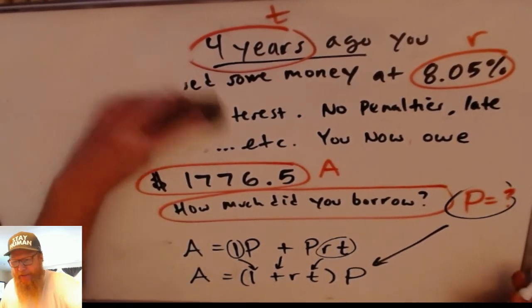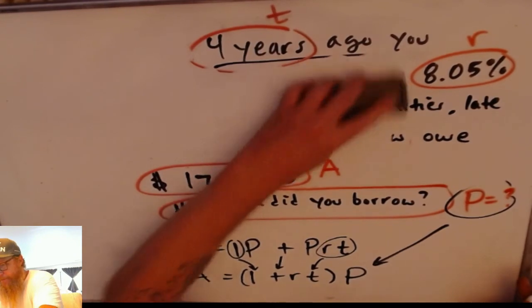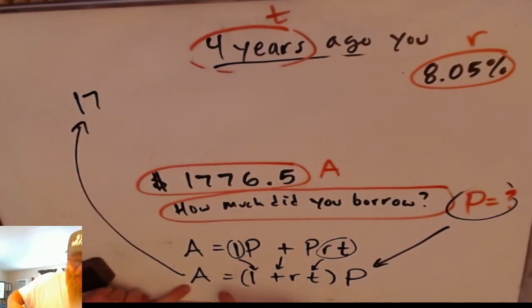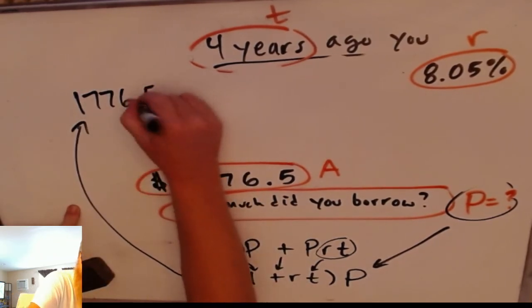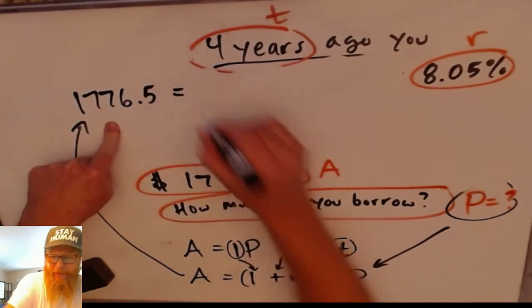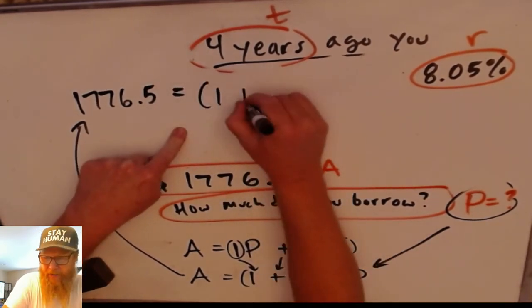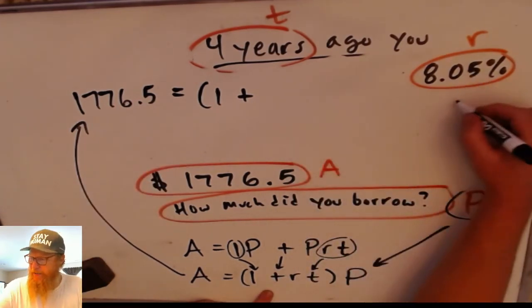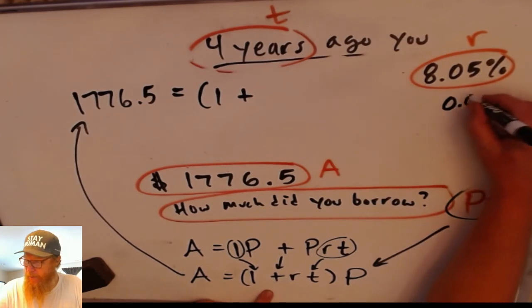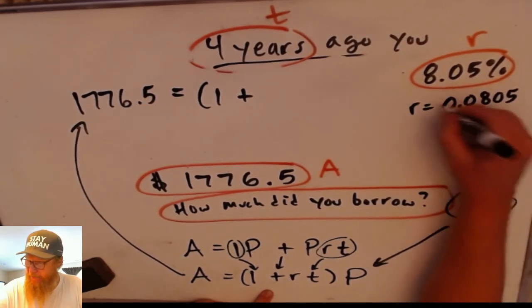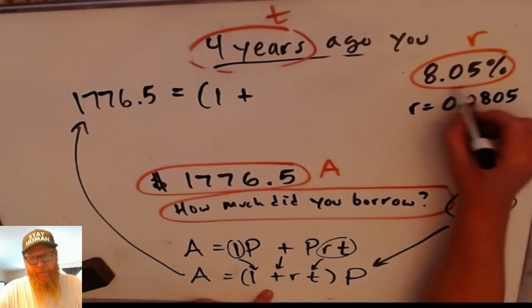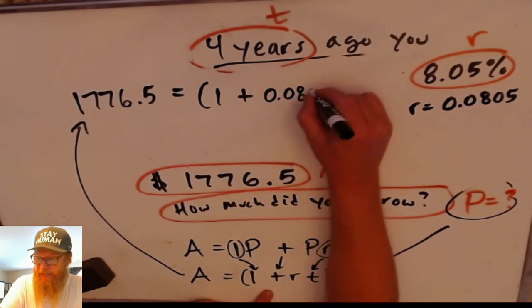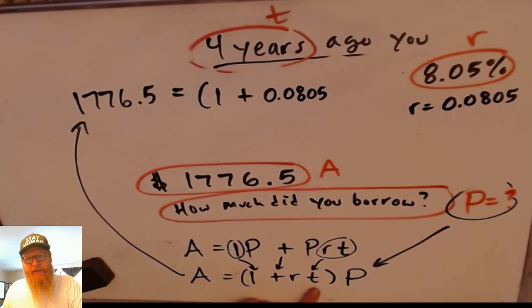Okay, so let me just erase some of this stuff. So I've got 1776.5, I'm just moving up here. A is 1776.5 equals 1 plus RT. So R is, now be careful, R is actually 0.0805. Remember, you got to divide that by 100 to move the decimal over. So 0.0805 times T.